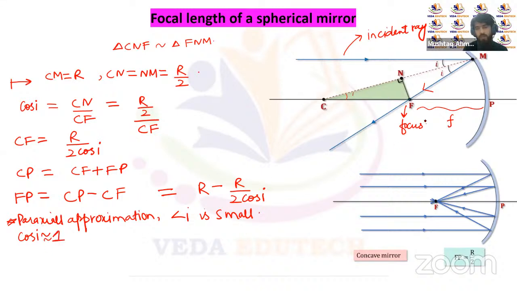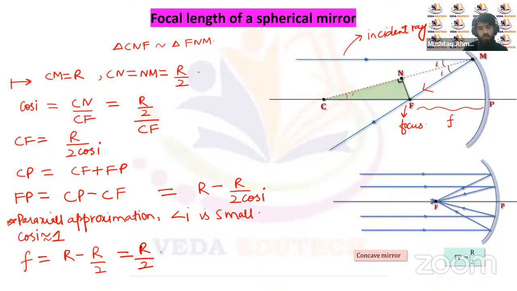So FP is the distance between the focus and the pole of a mirror. That's what we call the focal length. So this F is the focal length, right? So it will be R minus R upon 2 cos I. Cos I is 1, so it will be R minus R upon 2, which is equal to R upon 2, right? So you can see here the focal length of a concave or convex mirror, or the focal length of a spherical mirror with paraxial approximation, is equal to half of the radius of curvature.